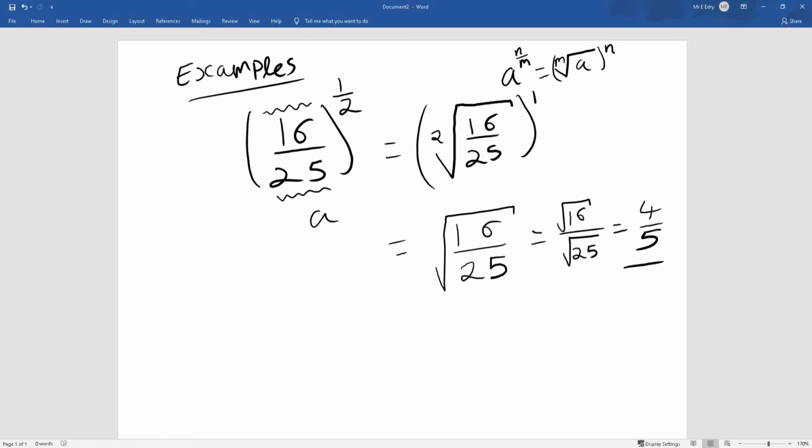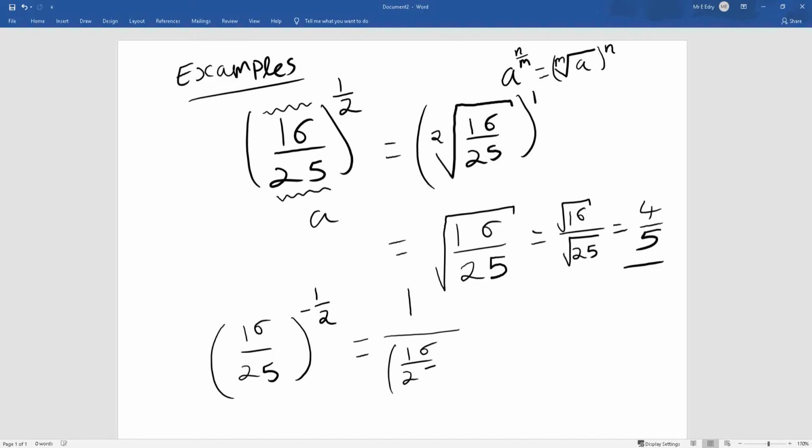Let's make it a bit harder. So they might ask you, what is, I don't know, 16/25 to the minus 1/2? Well, the only difference here is this means 1 over 16/25, sorry, to the power of 1/2. But we already know that 16/25 to the half is 4/5. So we have 1 over 4/5.